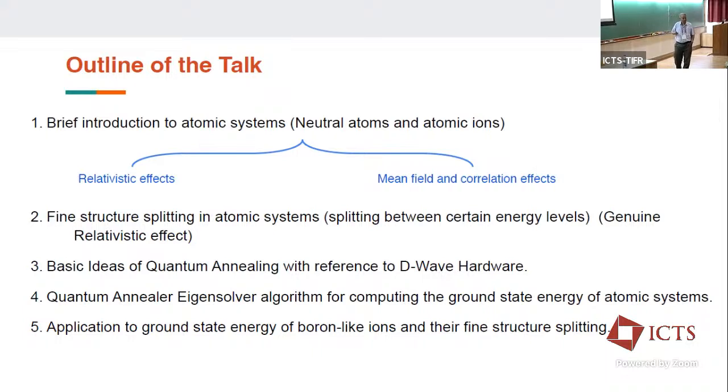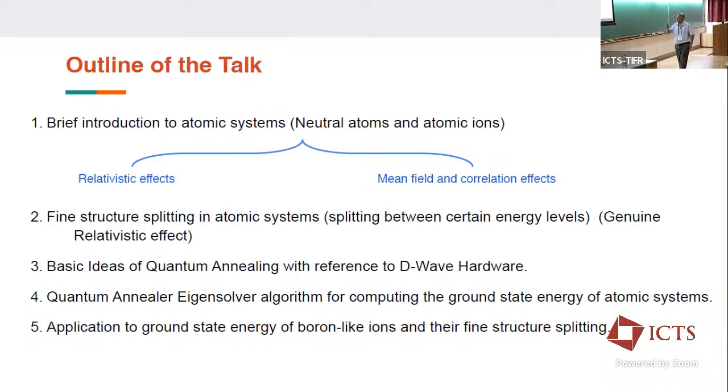Now, the problem that we're looking at is the fine structure splitting in atomic systems. This is the splitting between certain energy levels, that is, the L, the orbital angular momentum, and the spin angular momentum are the same, but the J value, the total angular momentum, is different. So that's the fine structure splitting, and it's a genuine relativistic effect.